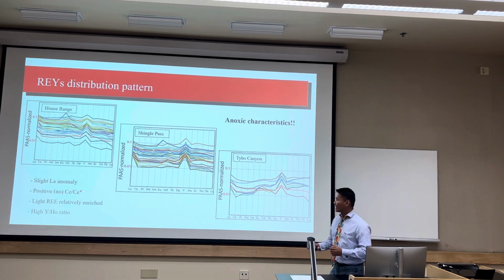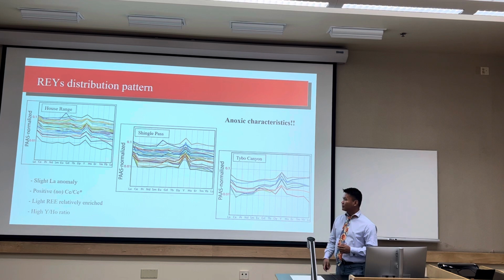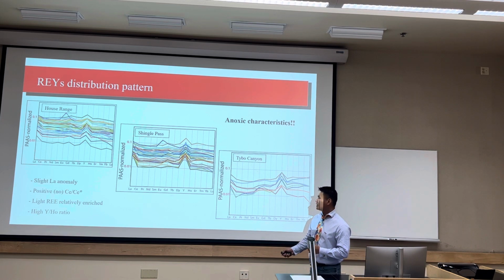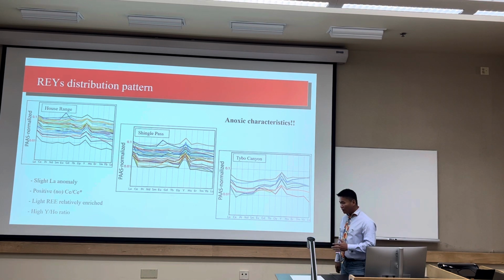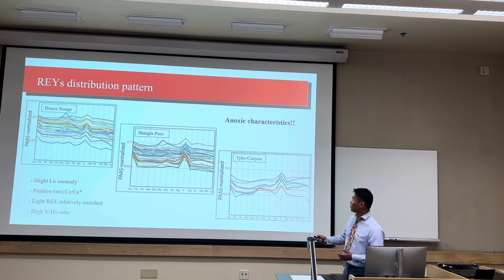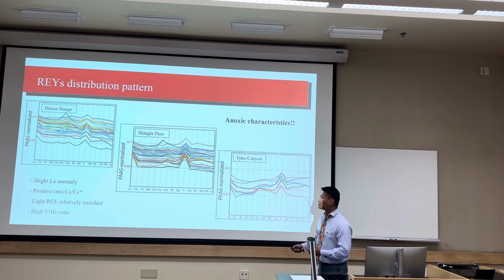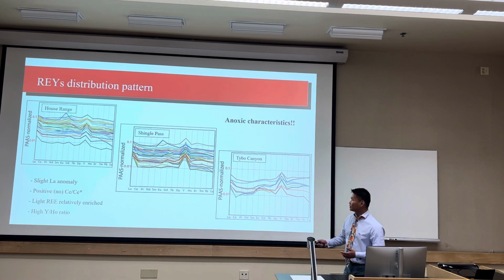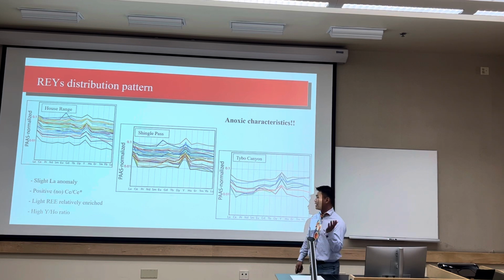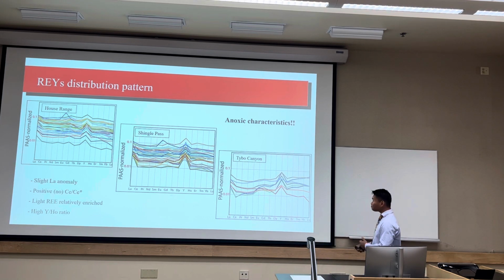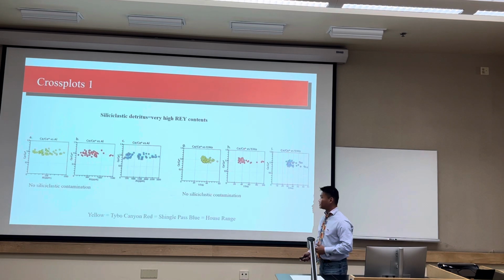So here we see the slight La anomaly, and remember, slight La anomaly and the high yttrium over holmium ratio indicate the seawater signature. And here we see a positive cerium anomaly, there's no negative cerium anomaly at all. If you treat all this, there's no negative cerium anomaly. And then you also see light REE relatively enriched. It's kind of flat. There's no heavy REE enriched here. So these two characteristics show anoxic condition.